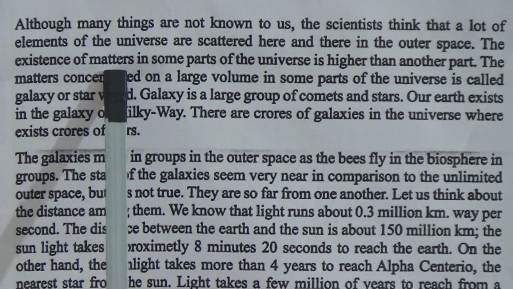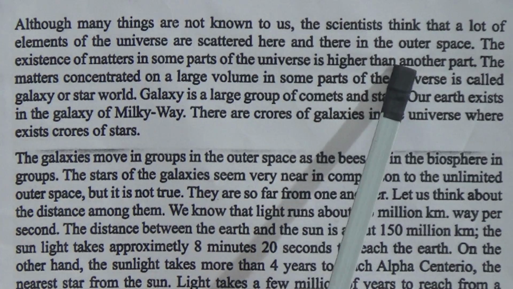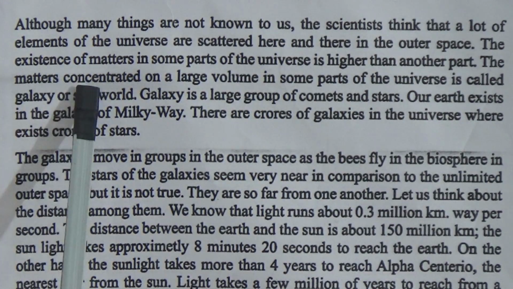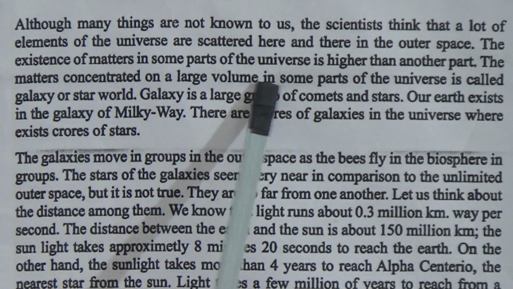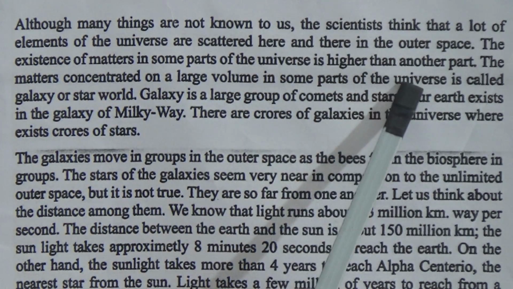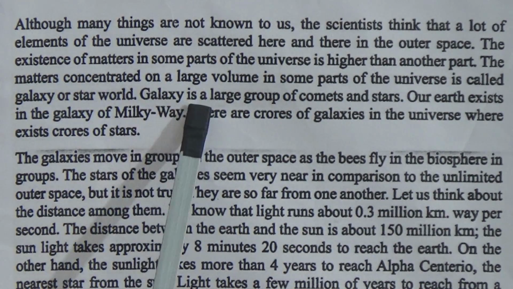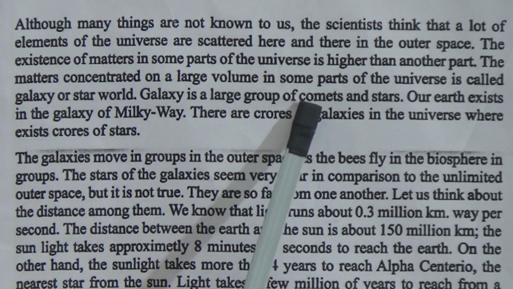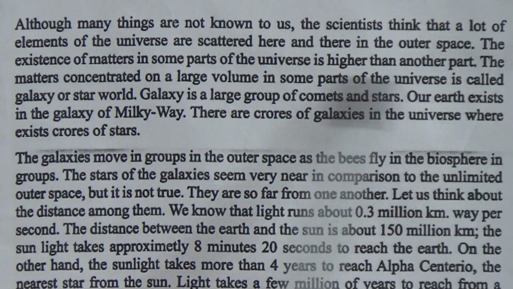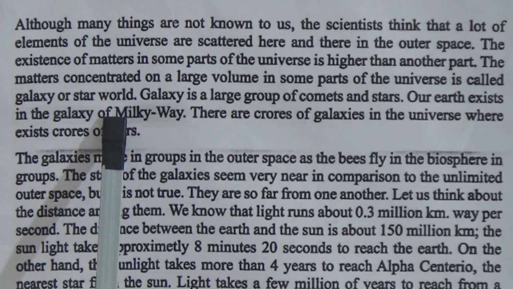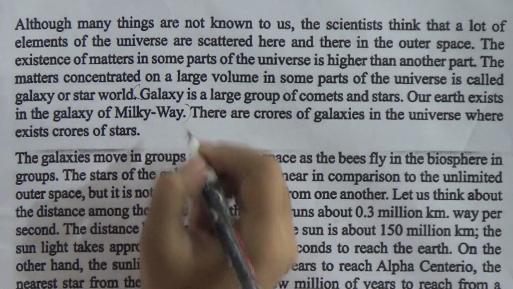The existence of matters in some parts of the universe is higher than another part. The matter concentrated on a large volume in some parts of the universe is called galaxy or star world. Galaxy is a large group of comets and stars. Our earth exists in the galaxy of Milky Way. Dear students, underline this part.